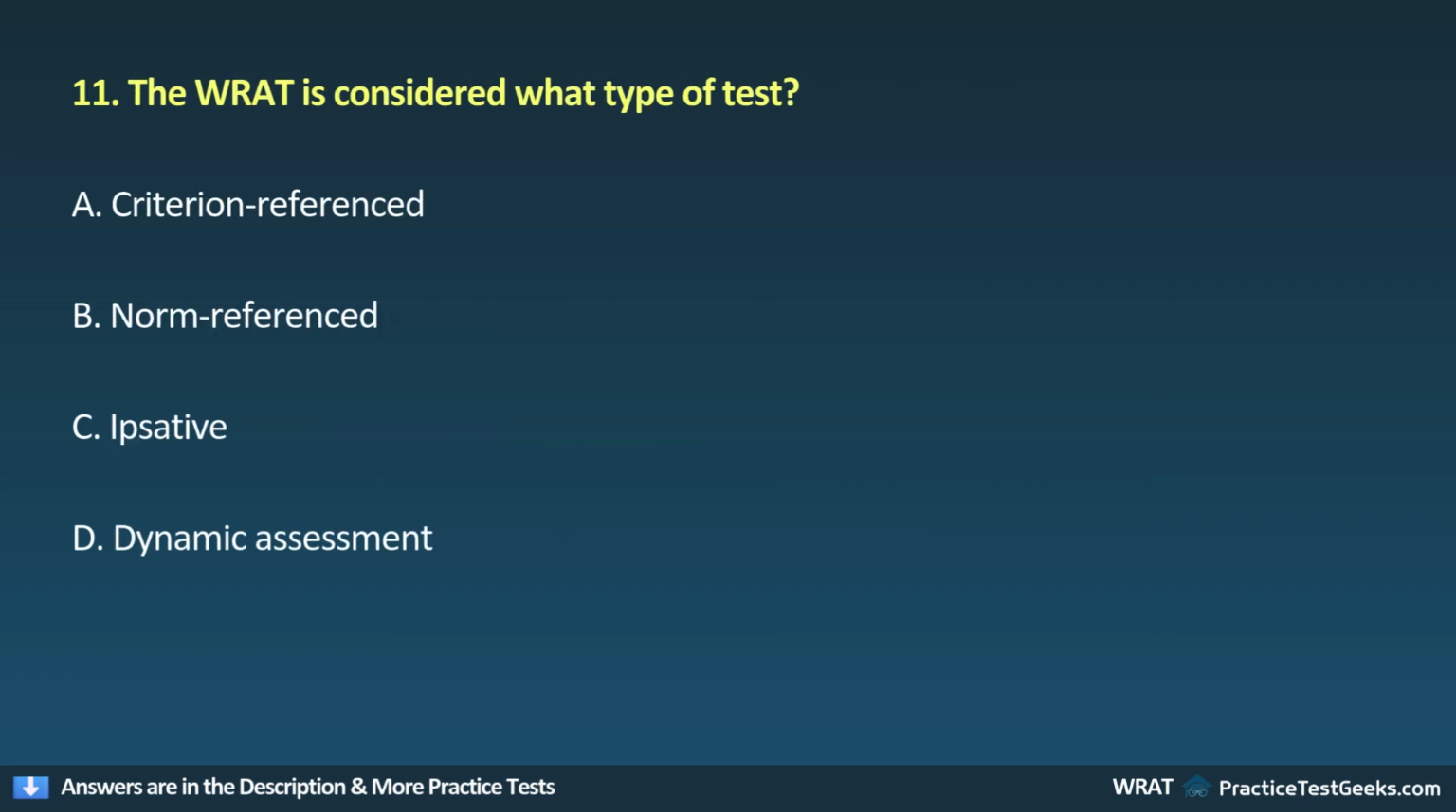11. The WRAT is considered what type of test? A. Criterion referenced. B. Norm referenced. C. Ipsative. D. Dynamic assessment.